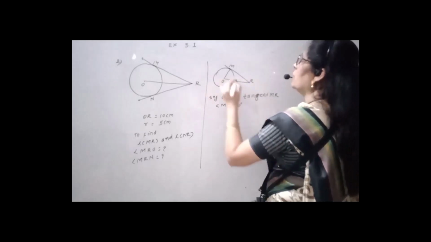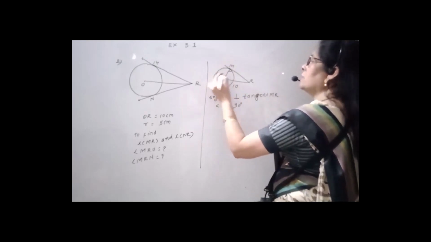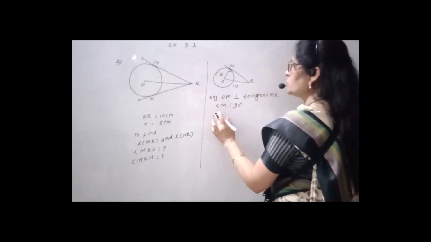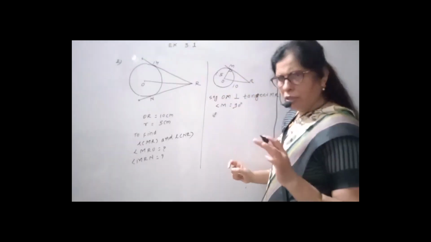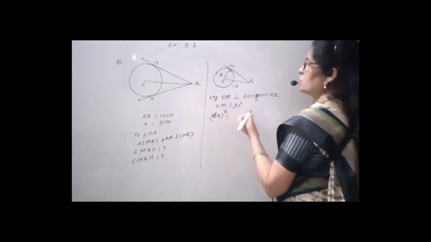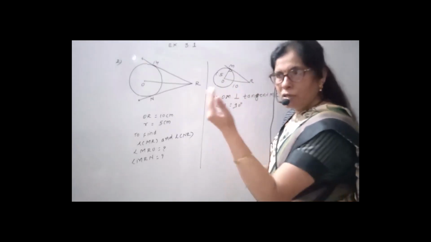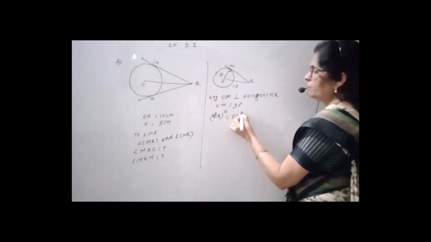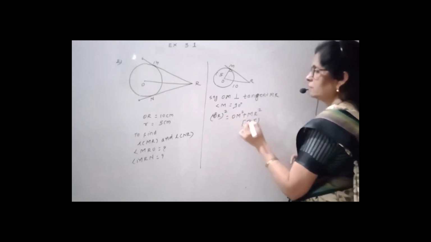I will join this OR. Angle M is 90 degrees. OR is given, it is 10 cm. The radius of the circle is 5 cm. So to find the value of MR, I will use the Pythagoras theorem here. We can use MR square is equal to OR square minus OM square also, but I will use the routine method. OR is the hypotenuse. Hypotenuse means the longest side, or the side opposite to 90 degrees. OR square is equal to OM square plus MR square by the Pythagoras theorem.